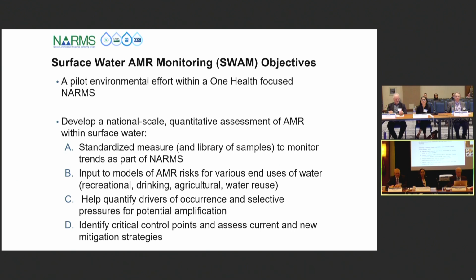We also wanted to develop quantitative data that we could feed into risk models. And third, help understand drivers of occurrence and selective pressures. That third bullet, some of it clearly is going to be focused, targeted studies that are more mechanistic in nature, maybe not a long-term monitoring program, but we wanted to develop the monitoring program to help inform that. And then finally, all of this, again, overlapping with trying to use this information to inform and understand what critical control points are and what effect current and new mitigation strategies are having on AMR in the environment. Next slide.